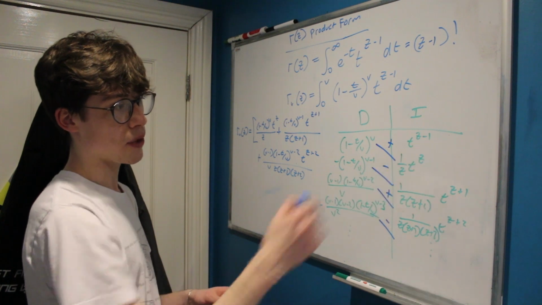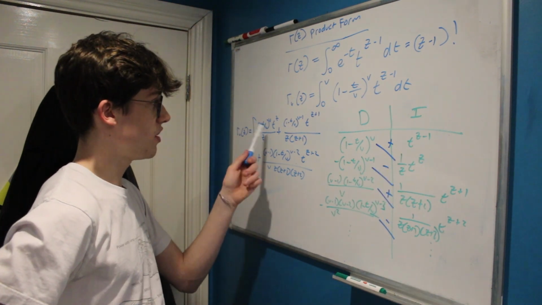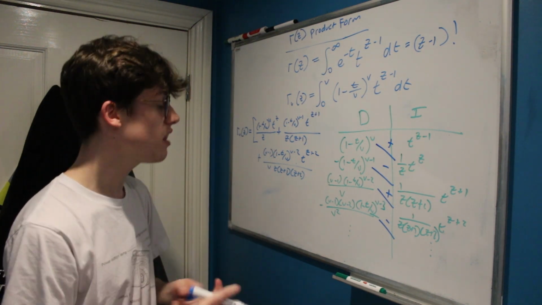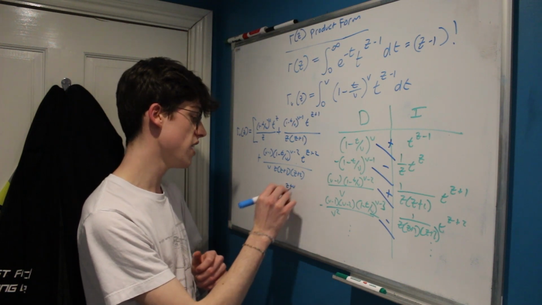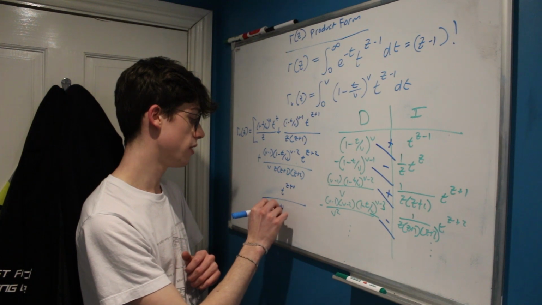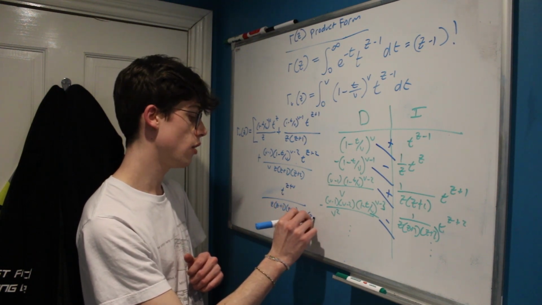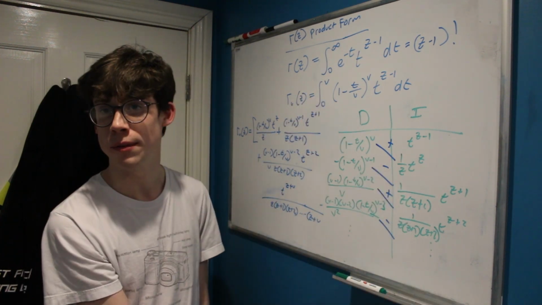The first time that we integrated, we can see we had a z. The second time we had a z plus 1. So on the vth time that we do it, we're going to end up with a t to the z plus v divided by z times z plus 1 times z plus 2, all the way up to whatever z plus v is. So the I part is quite simple.